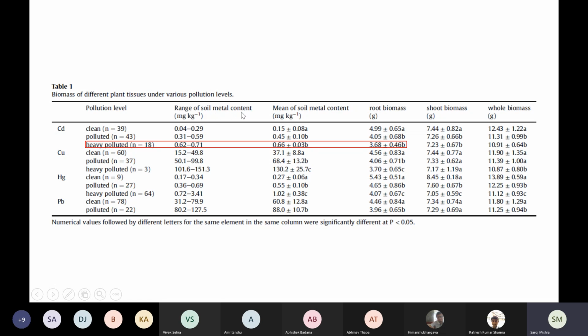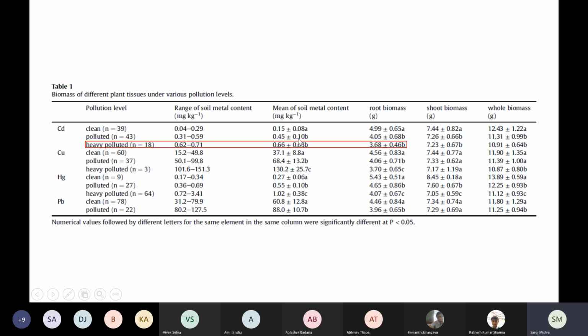What is the range of the soil metal content? If you measure how much metal this particular area had, you will see that the range was 0.04 to 0.29 milligram per kilogram of soil. In the root biomass at that time it was 4.99, and the shoot biomass is 7.44. The whole biomass is root plus shoot, so this is the total amount of root which you are taking, the total amount of shoot, and this is how much of soil.